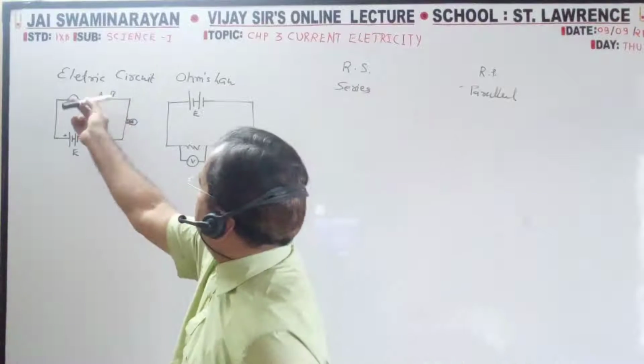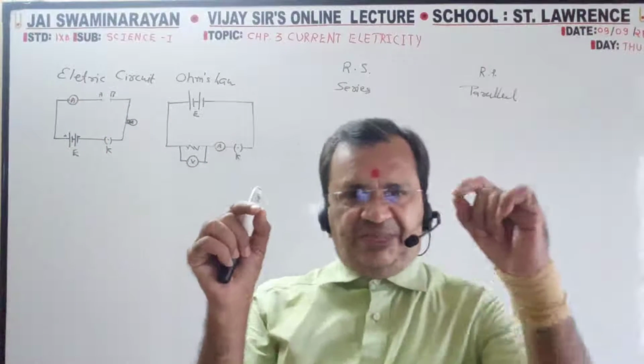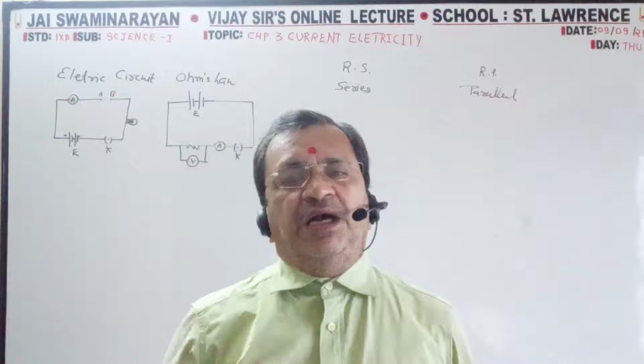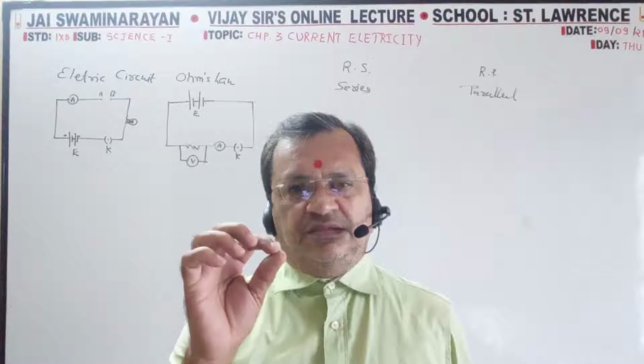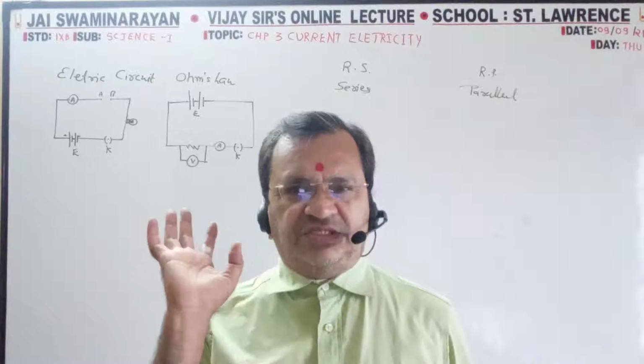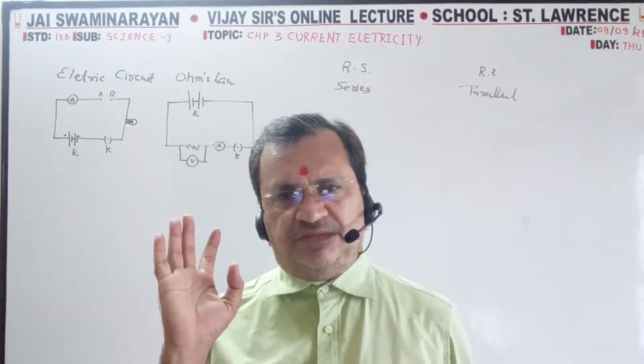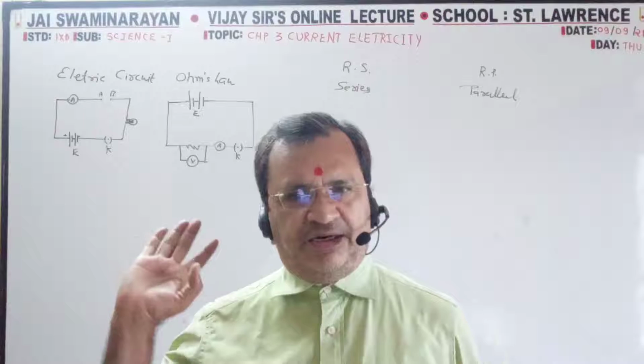Join a wooden piece from A to B. Now the bulb will not glow. It is a non-conducting substance. Through wood, electric current cannot pass.